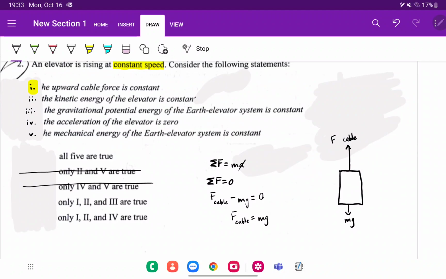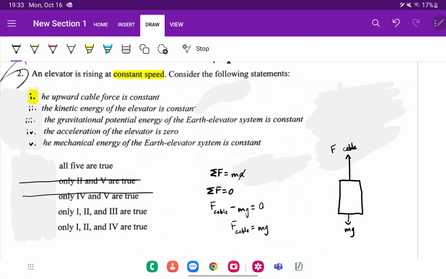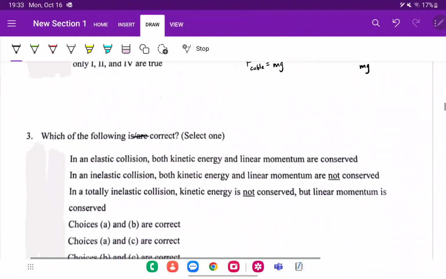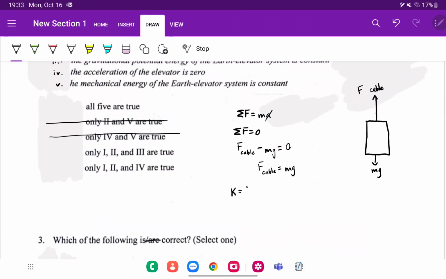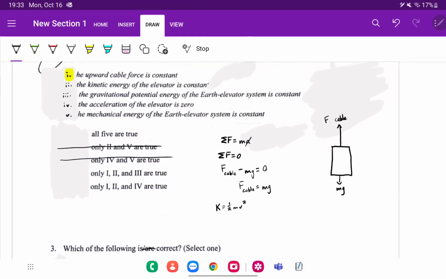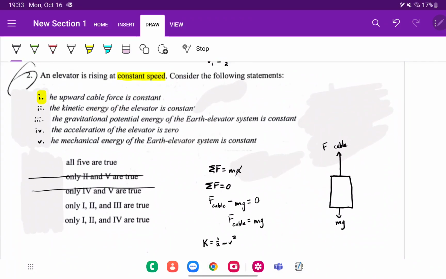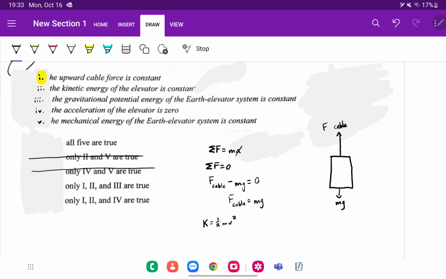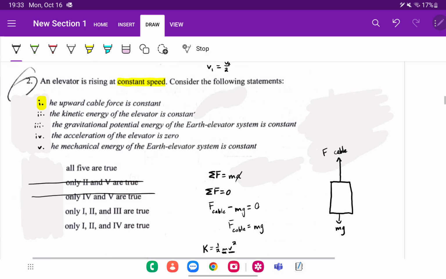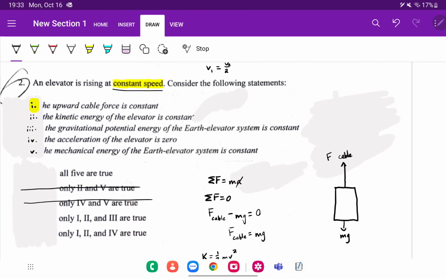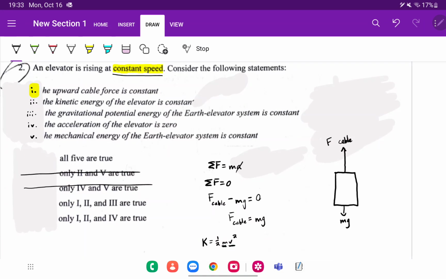The kinetic energy of the elevator is constant. Okay, so this one is a little easier to see because we know kinetic energy, K, is 1/2 mv squared. We know the mass of this elevator is not changing because it's currently moving, so we can't be adding people to an elevator as it's moving. So the mass is constant. The only thing that can change kinetic energy is velocity. But, according to this question, the elevator is rising at constant speed. So, if we have constant speed and constant mass, then that implies that our K is constant as well. Therefore, 2 is also true.